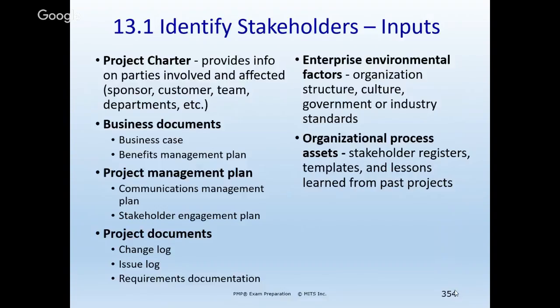Organizational process assets: we probably already have a stakeholder register, which may be 85, 90% the same as from past projects. We'll probably just take that register and update it for the current project. And we've got templates that may help us, and we probably have lessons learned from past projects that will help identify key people.